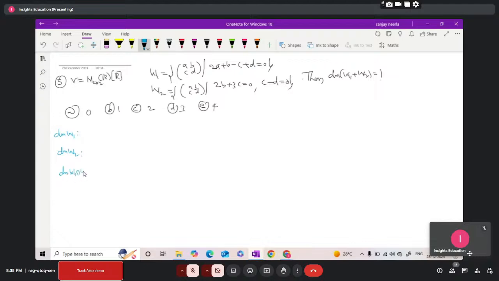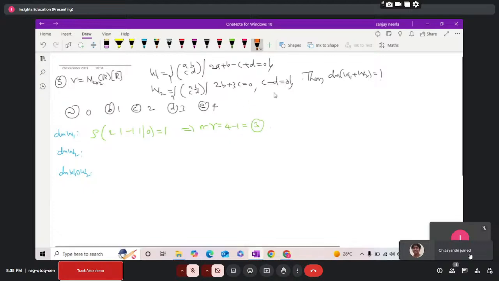Option E. Correct? Yes, sir. First of all, the first matrix 2, 1, minus 1, 1, 0. Rank is 1. So n minus r. What about the n value here? 4 minus 1, we get 3. So the dimension of W1 is 3.